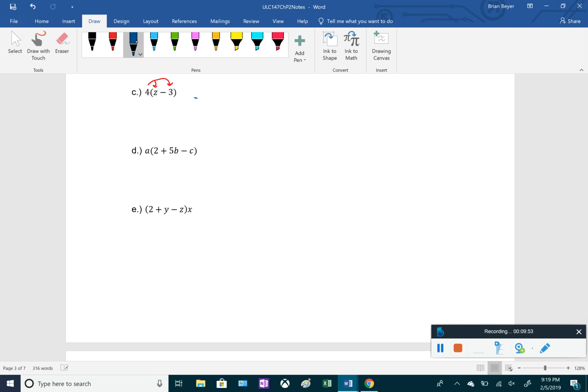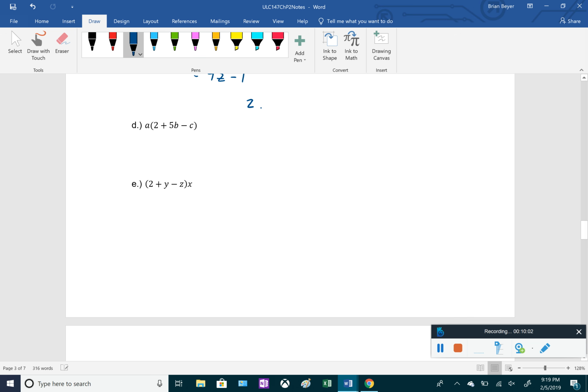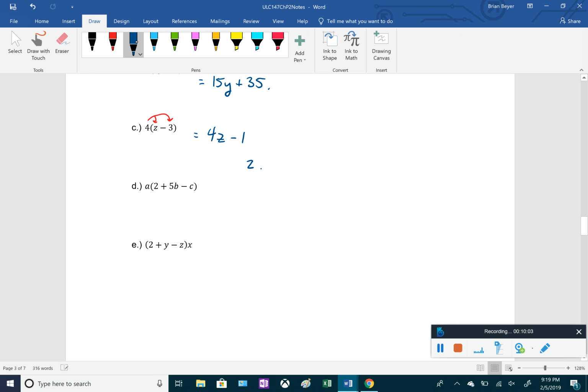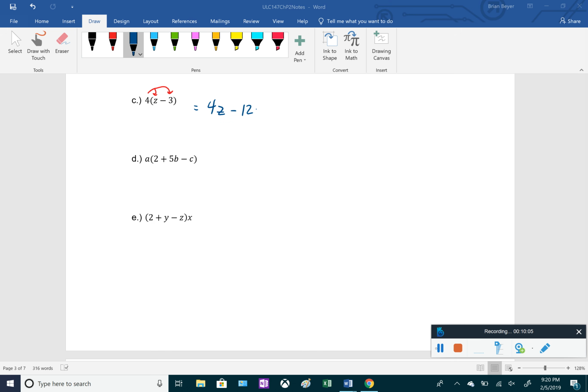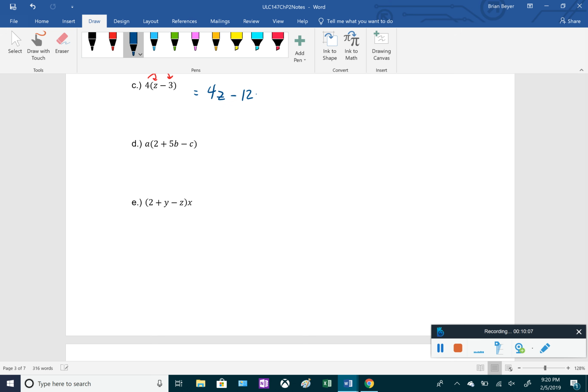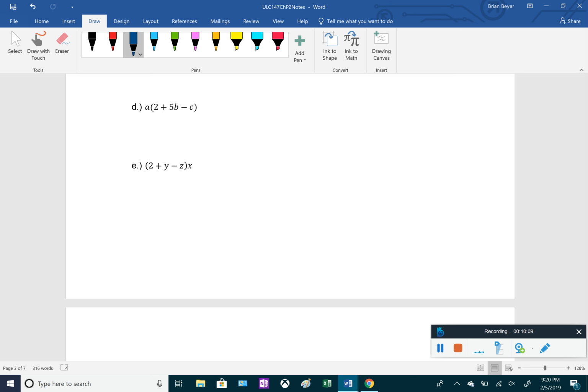So distribute that 4 in there, so it gets 4 times z minus 4 times 3, so minus 12. And for the next one, we have a times 2 plus 5b minus c. So we have 3 terms in parentheses here, which is fine. We're going to do it the same way, except we're going to multiply it to all 3 of them.